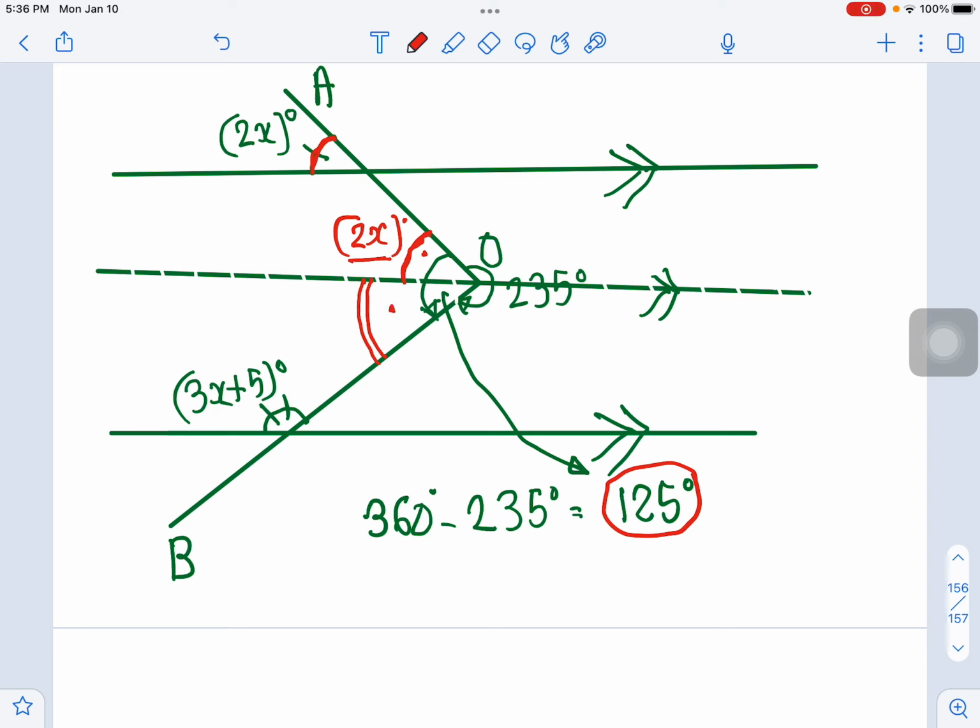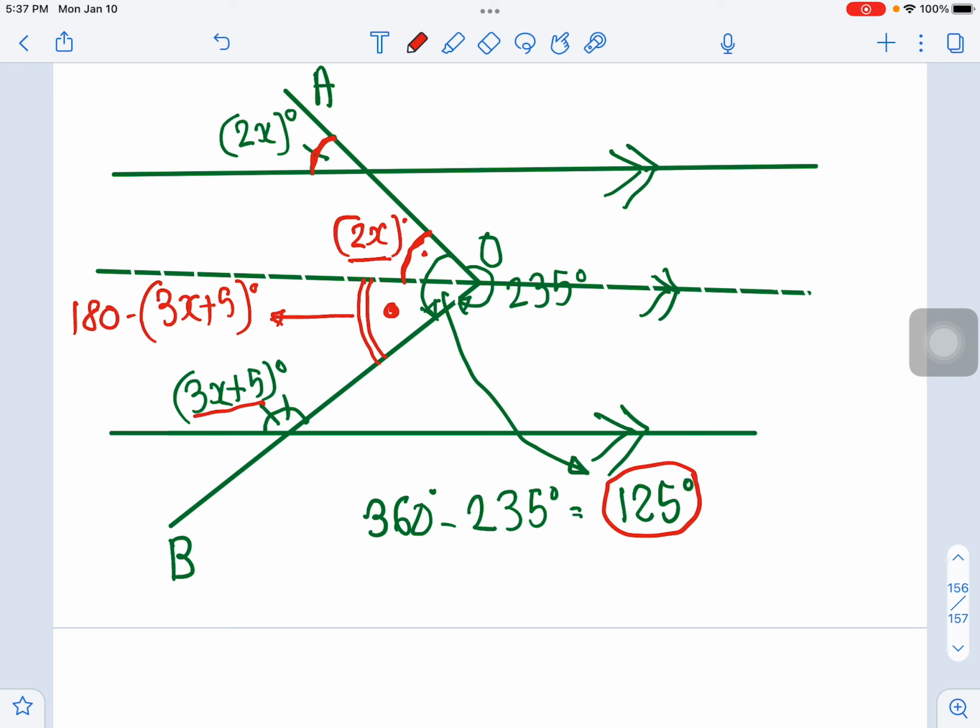Now let's look at the other portion, which is this portion. If you notice, this dotted line and the third parallel line, these two are also parallel, and BO acts as the transversal for them. And because these two lines are parallel, the 3x plus 5 degree angle becomes same side interior with this portion. And same side interior angles are supplementary when two parallel lines are intersected by a transversal. And if that is the case, you can easily mark this angle to be how much? 180 minus (3x plus 5) degrees.